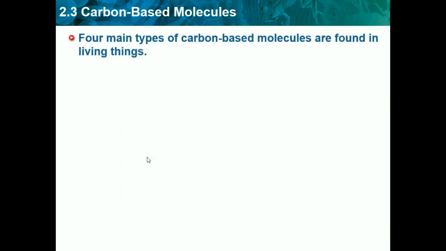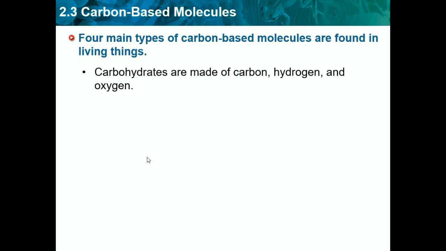4 main types of carbon-based molecules are found in living things. Now we're going to start learning about the 4 different carbon-based molecules. Carbohydrates are the first one. Carbohydrates are made of carbon, hydrogen, and oxygen. We have to remember this. We can remember it by carbo, which sounds like carbon, so it's made of carbon. And then it also has the hydrate part, so carbo and hydrate.